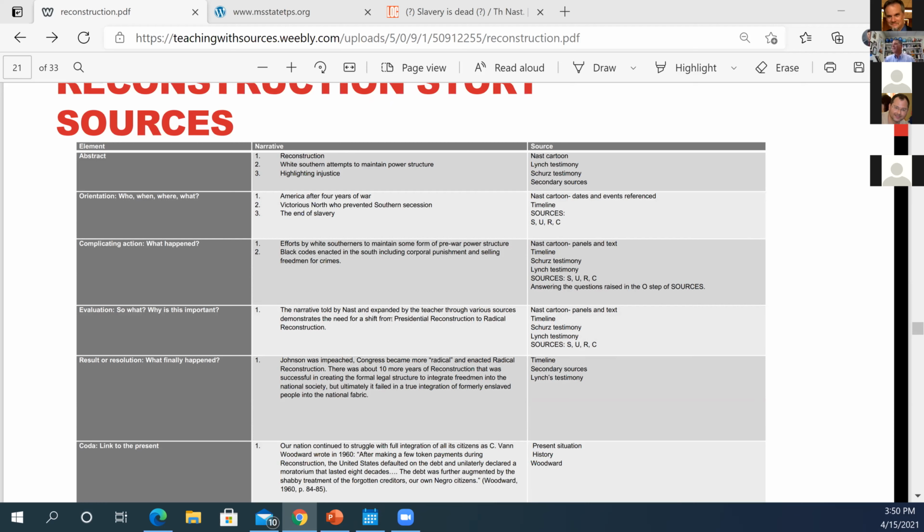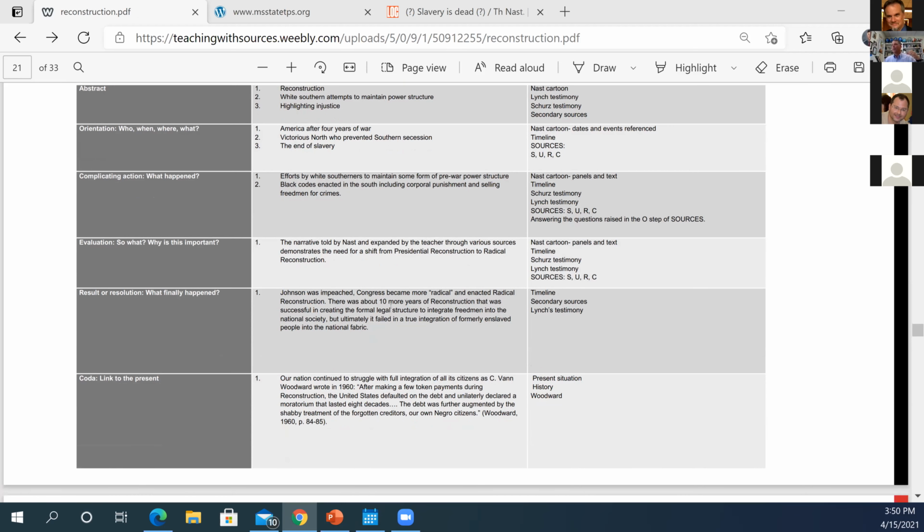All right, evaluation. Why it's important. The narrative by Nast, expanded by the teacher, me, through various sources, demonstrates the need for a shift from presidential Reconstruction to radical Reconstruction. And I've got on the far right where the sources of that. I just don't have time to go over it.